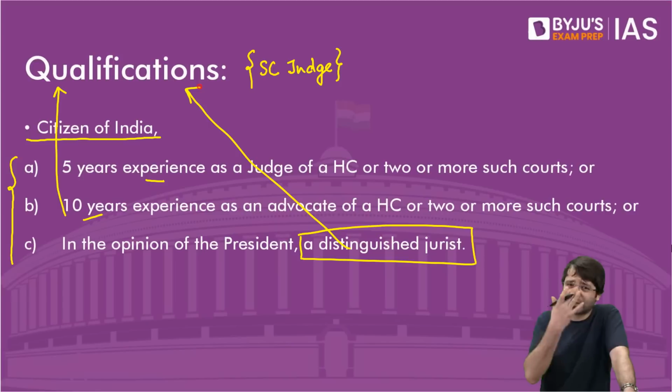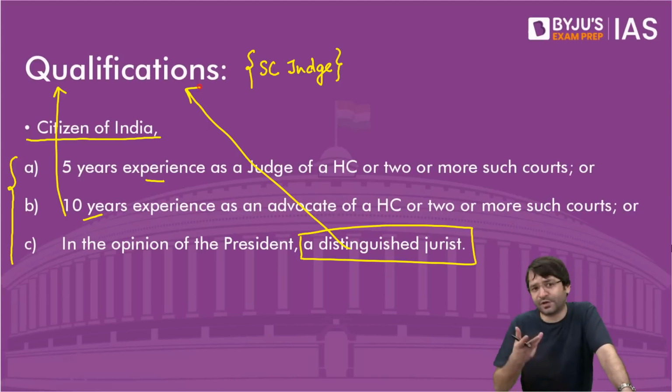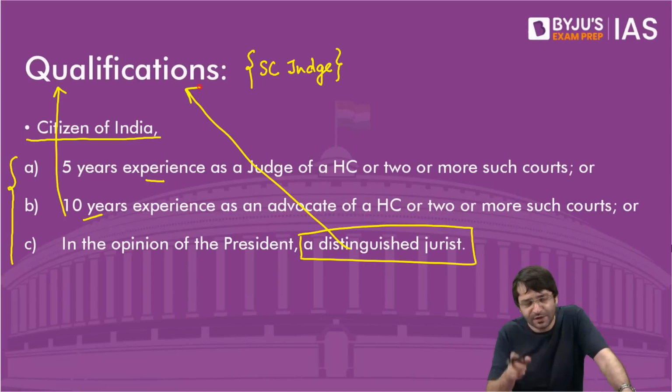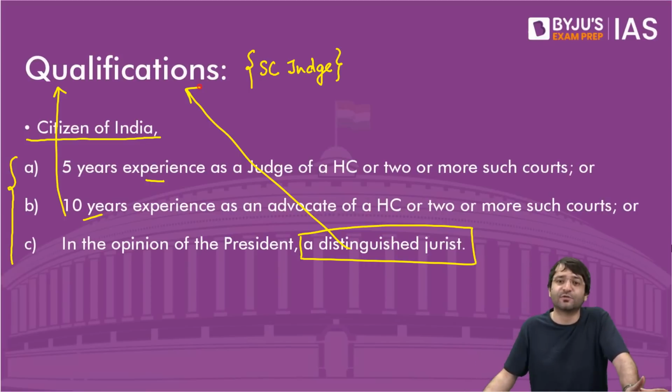Or distinguished jurist can be anybody. Right now, for example, President Murmu is attending this lecture. She likes it. Says, in my eyes, you are the distinguished jurist, and you are also a citizen of India. You are qualified to be appointed as the judge of the Supreme Court. But I would say, madam, these are not your eyes.